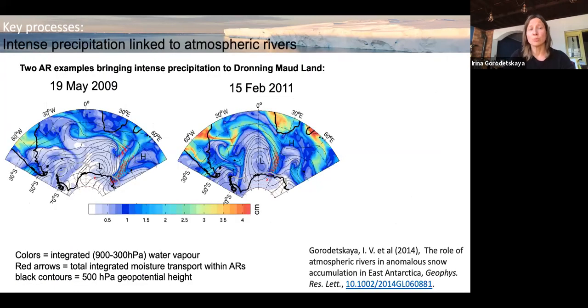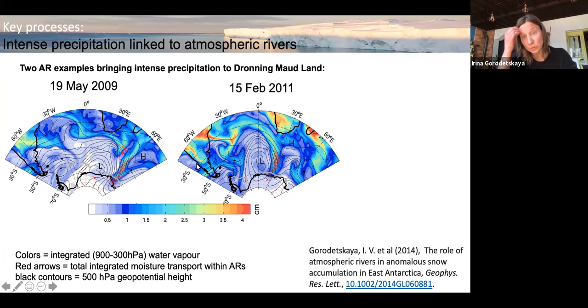Why this is all important is that when we talk about atmospheric rivers, we are talking about impacts of both increased moisture and increased precipitation, and also increased rainfall. And then I will also talk about the melt. And here I will show what atmospheric rivers in Antarctica are.